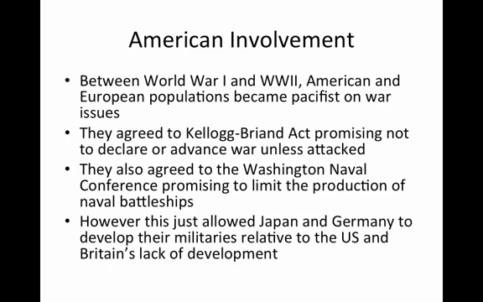For example, they agreed to the Kellogg-Briand Pact, which promised not to declare or advance war unless attacked. They also agreed to the Washington Naval Conference, promising to limit the production of naval battleships. However, this just allowed Japan and Germany to become stronger aggressors, and they developed their militaries relative to the size of the US and Britain's lack of development.